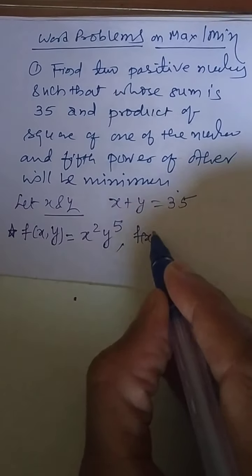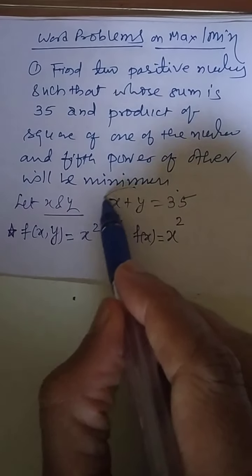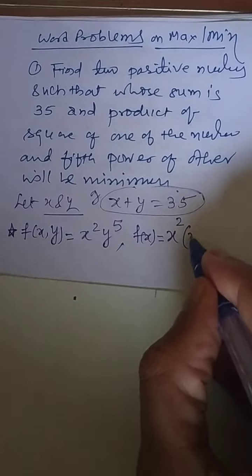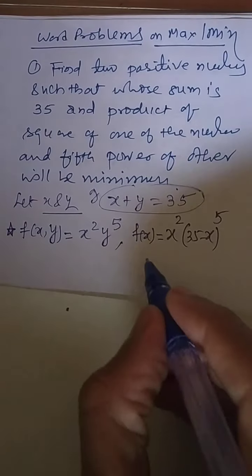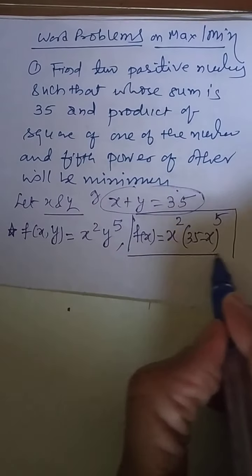Now you may be asking how to get it in one variable. So x square you can keep as it is. The value of y will be given by the expression, this form you can use. So y will be equal to 35 minus x, and y raised to power 5 becomes 35 minus x raised to power 5. Now this is a well known pattern. The function is given and you know how to answer the question.